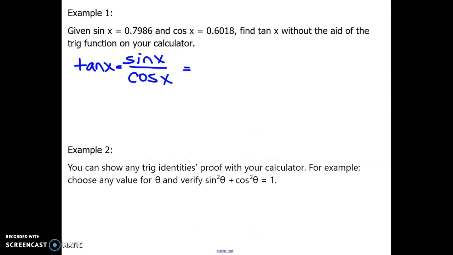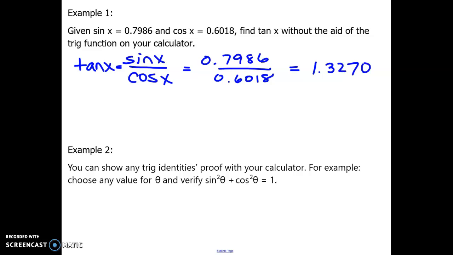So for this one, we know that tan is sine divided by cos, and we know that sine is 0.7986, and cos is 0.6018. And when I divide those two numbers out, you should get 1.3270.